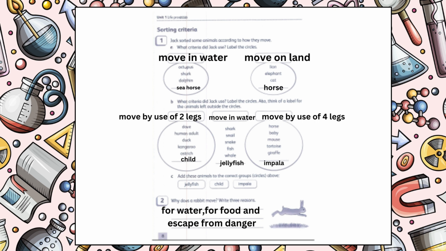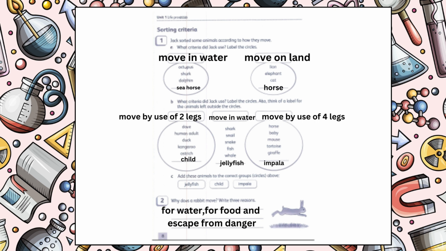Now B. What criteria did Jack use? Label the circle. Also think of a label for the animals left outside the circle. So first do the ones left outside the circle. It is easy because you can see shark, snail, snake, fish, and whale, and you have to add one more from the given words.